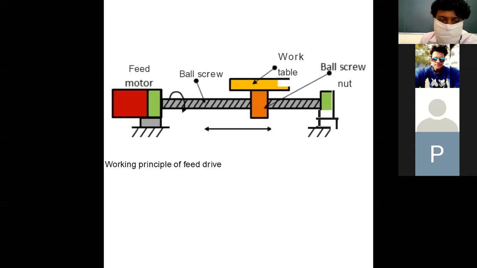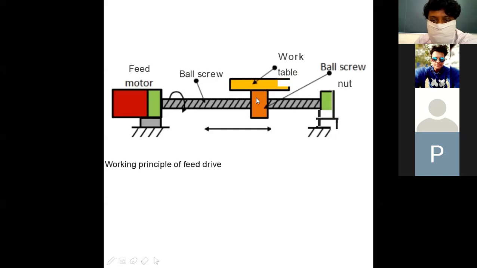Let us see the feed drive working principle. This is the basic structure of a feed drive. What are the different components you are seeing on the screen? This is the motor from where feed is given. Then this is a ball screw. If you know a ball screw, it has thread-like structures on it, and in that you have small ball bearings. So this is what we call a ball screw.